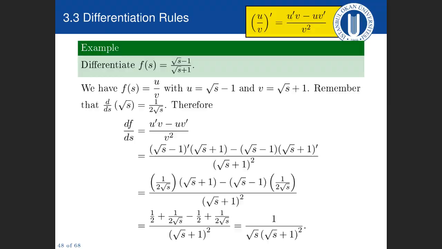Okay, so the whole calculation in one go. Let's talk through this. I start with my quotient rule formula, u prime v minus u v prime divided by v squared. So that's square root of s minus 1 prime, and then v, square root of s plus 1, minus, and then u, square root of s minus 1, and then v prime, square root of s plus 1 prime, and then this is all divided by v squared, or root s plus 1 all squared.